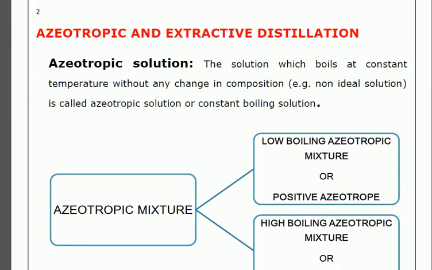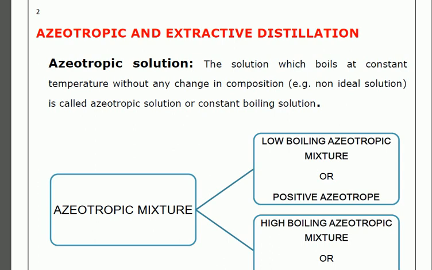Now, first of all, what is an azeotropic solution? You have already come across this word in the introductory part of distillation. Azeotropic solutions are those which boil at constant temperature without change in composition.